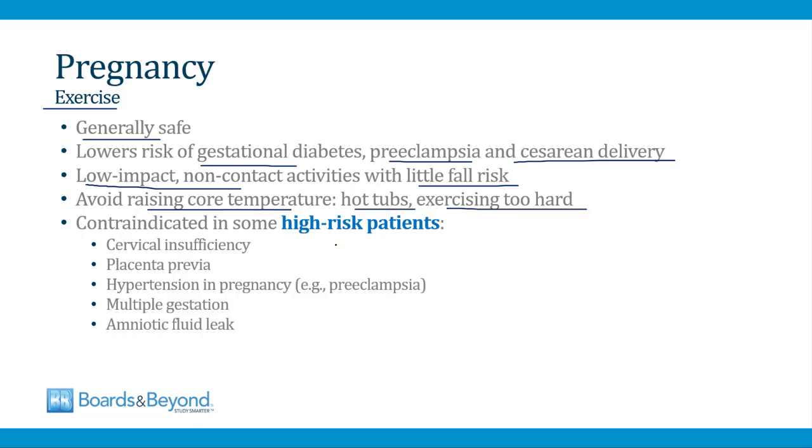And then there are certain groups of high-risk patients who are told not to exercise. Some of these are listed on this slide. So women with cervical insufficiency, which I talk about in another video, should not exercise because they can develop loss of pregnancy in the second trimester. Exercise should also be avoided in women with placenta previa, hypertension in pregnancy like preeclampsia, multiple gestation, or amniotic fluid leaks.